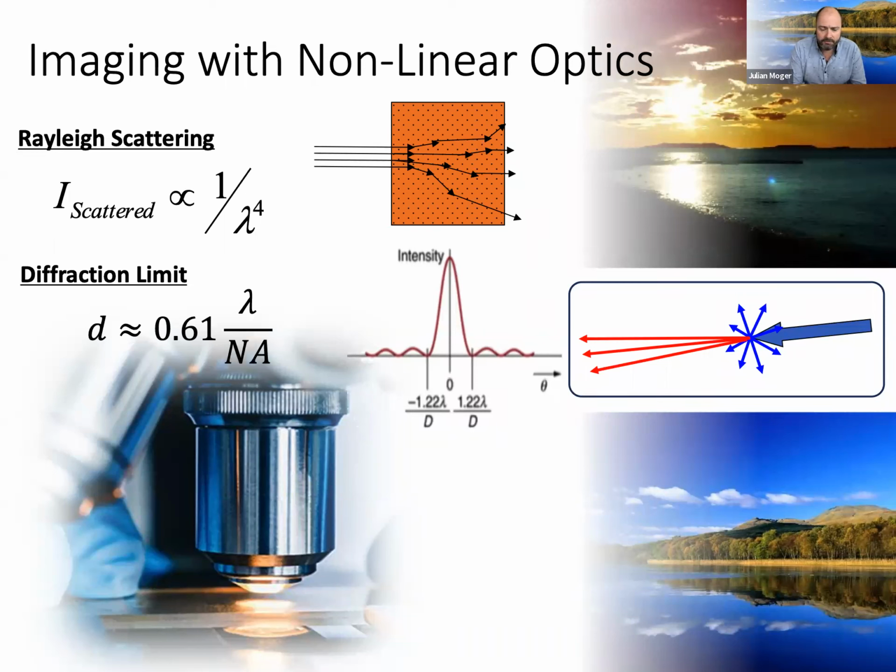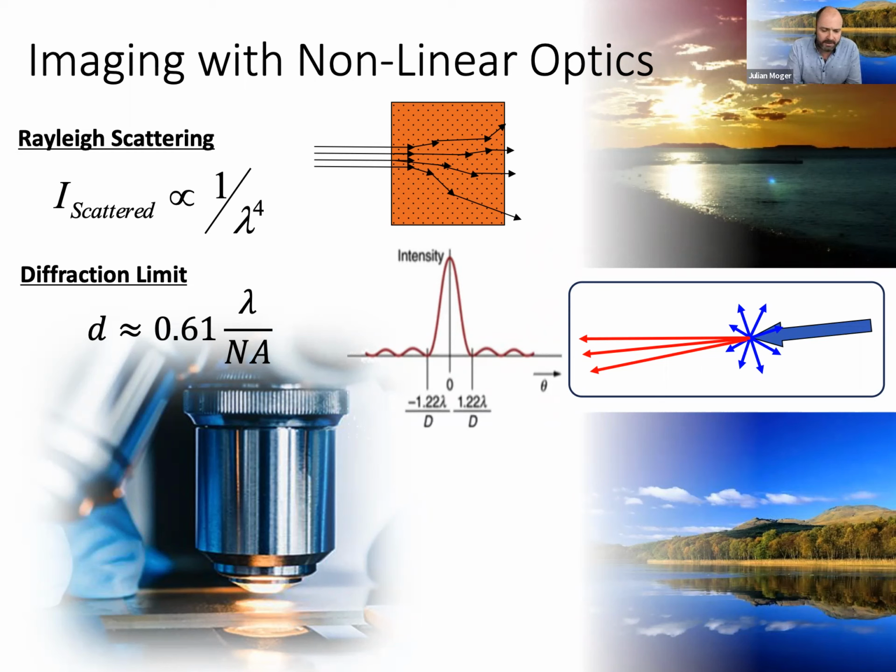And this effect is Rayleigh scattering, which is proportional to 1 over wavelength to the 4. So this is the reason that the sky is blue and the sunset is red. The blue light is scattered out sideways, whereas the red light travels in a straight line. That's why we have a red sunset.